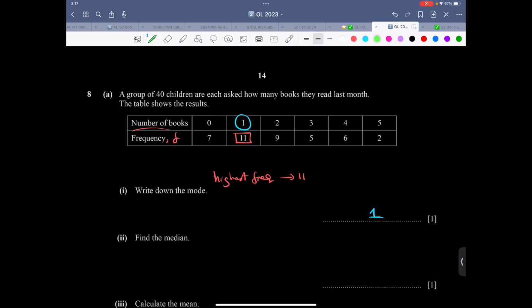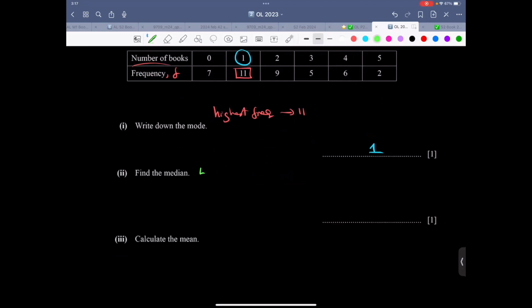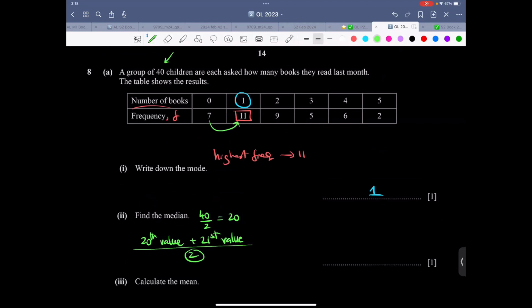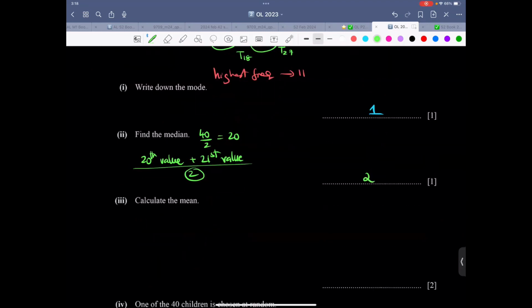Then it says find the median. How many children are there? 40. So 40 divided by 2 is 20. Take the 20th value and take the 21st value, and basically, you have to take the average. So 7 plus 11, that's 18. 18 plus 9 is 27. So that means up till 27 values are over here. That means the 20th value is also 2. The 21st value is also 2. So the average is also 2. Therefore, the median is 2. That is the working.